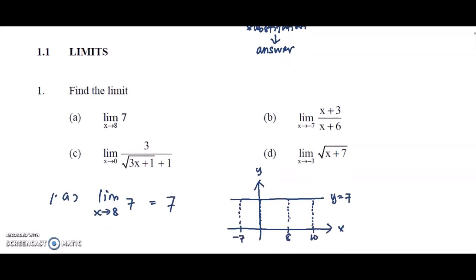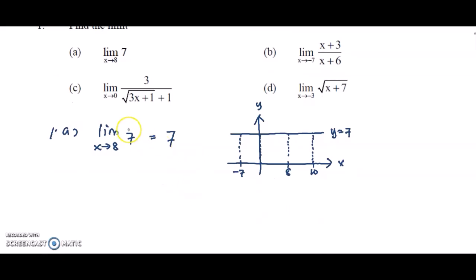So this is one of the properties of the limit. If you have a constant function, we don't care what value x approaches. We just take back the constant value. All right, this is how we find the limit for the constant function.